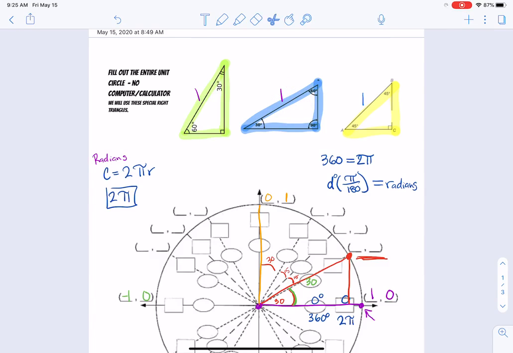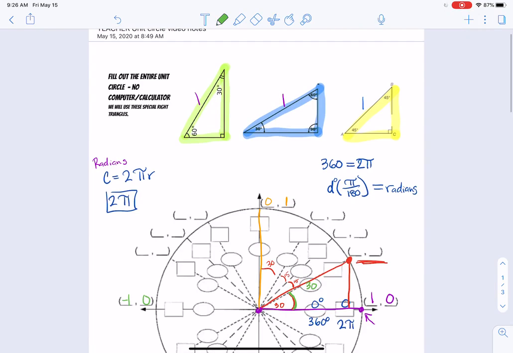This triangle fits right there in the unit circle. Look at that, so that is what we're using. This is just a 30, 60, 90 built into our unit circle. So we have a hypotenuse of 1. We know the radius of this circle is 1.